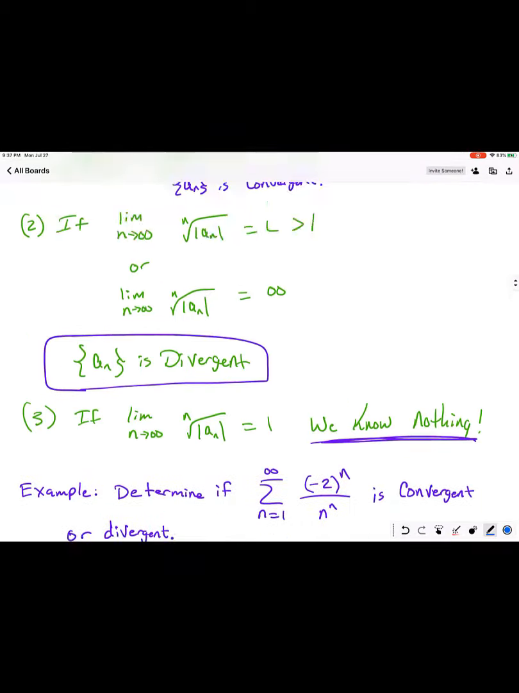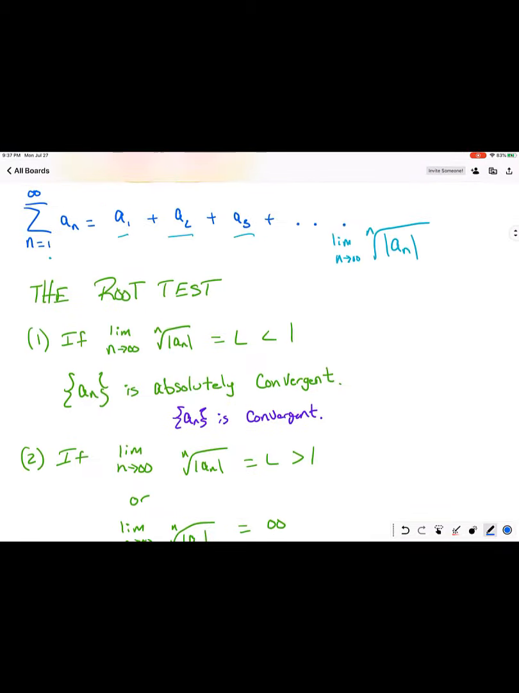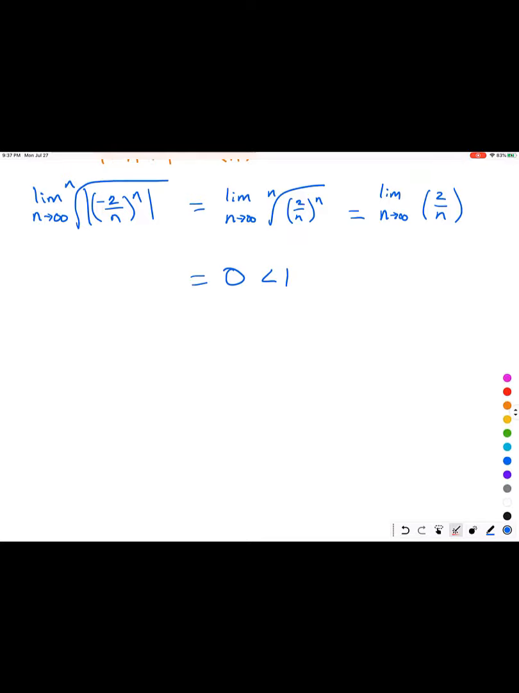And so 0 is less than 1. And so from our root test, if the limit is less than 1, we say that a sub n is convergent. So a sub n is convergent.